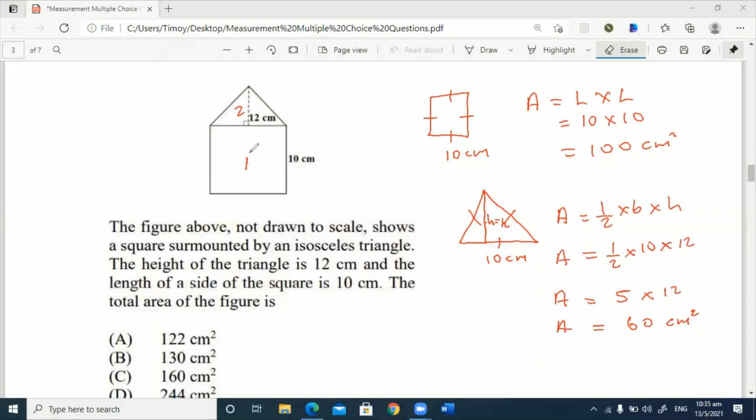Now, what's the area of the entire figure? It's just going to be the area of figure 1 plus figure 2, so we're going to add them up. Therefore, the area of the figure is going to equal 100 plus 60, which will give us a final answer of just 160, right? So our answer here is going to be C, which is 160 squared centimeter.